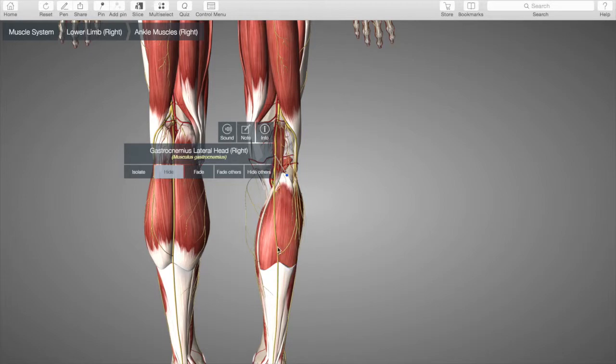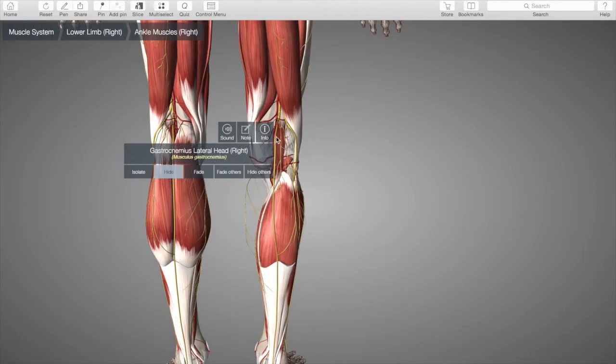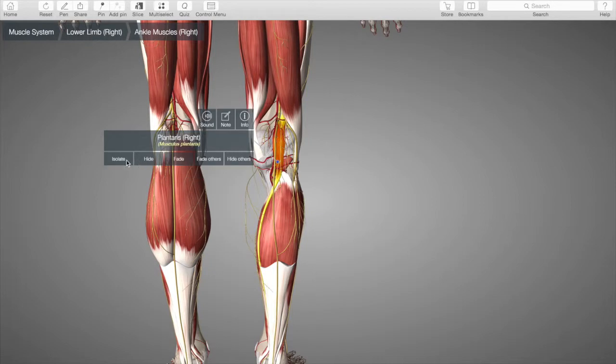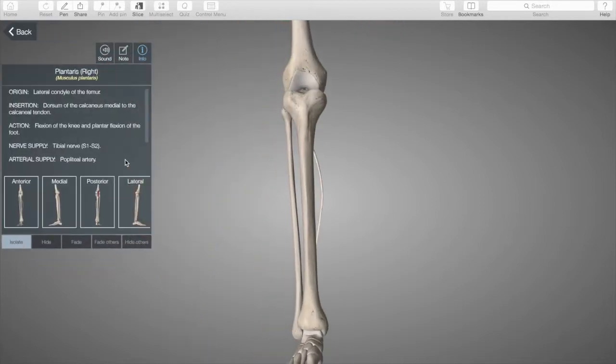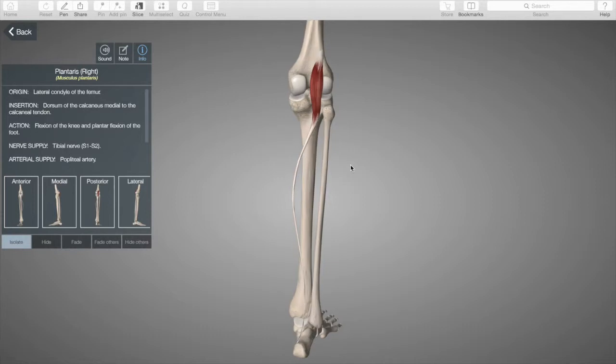Deep to the gastrocs lies the plantaris and soleus. Plantaris is seen here. Its origin is from the posterior aspect of the lateral femoral condyle and courses distally, having a curved course and inserting onto the dorsum of the calcaneus medial to the calcaneal tendon. This causes flexion of the knee as well as plantar flexion at the foot and is innervated by the tibial nerve as well.